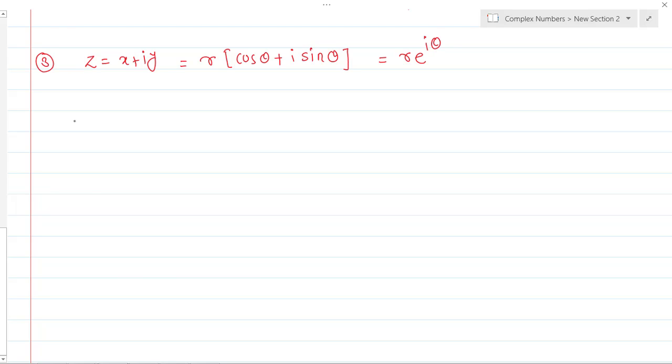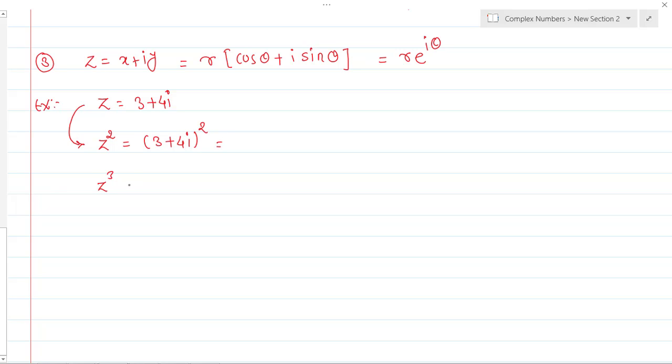Let's take one simple example. Suppose z is equal to 3 plus 4i. Now if you want to find its square, z square, it's very easy, no problem. Finding the square is easy. We know the formula: a square plus b square plus 2ab.